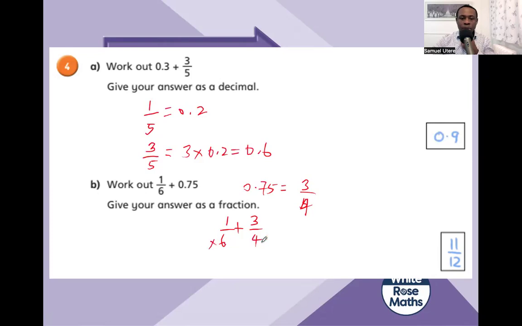The lowest common multiple of 6 and 4 is 12. So we'll multiply that by 2, and we need to do the same to the numerator. We multiply this by 3, and we need to do the same to the numerator. So your calculation now becomes 2/12 plus 9/12. The denominators are equivalent, so you can simply add the numerators. So your answer will be 11/12, because 2 plus 9 is 11.